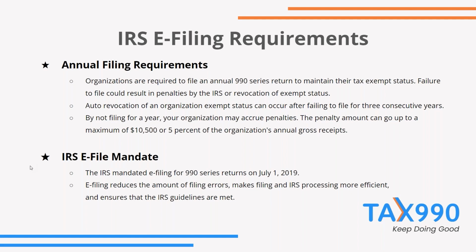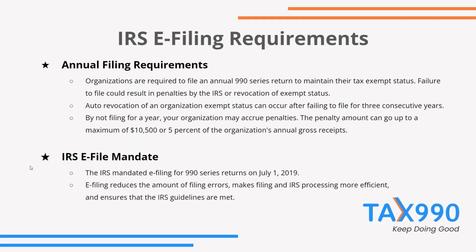The IRS mandated e-filing for 990 series returns on July 1st of 2019. So organizations filing a return with a tax year beginning date after July 1st of 2019 were required to e-file the returns moving forward.